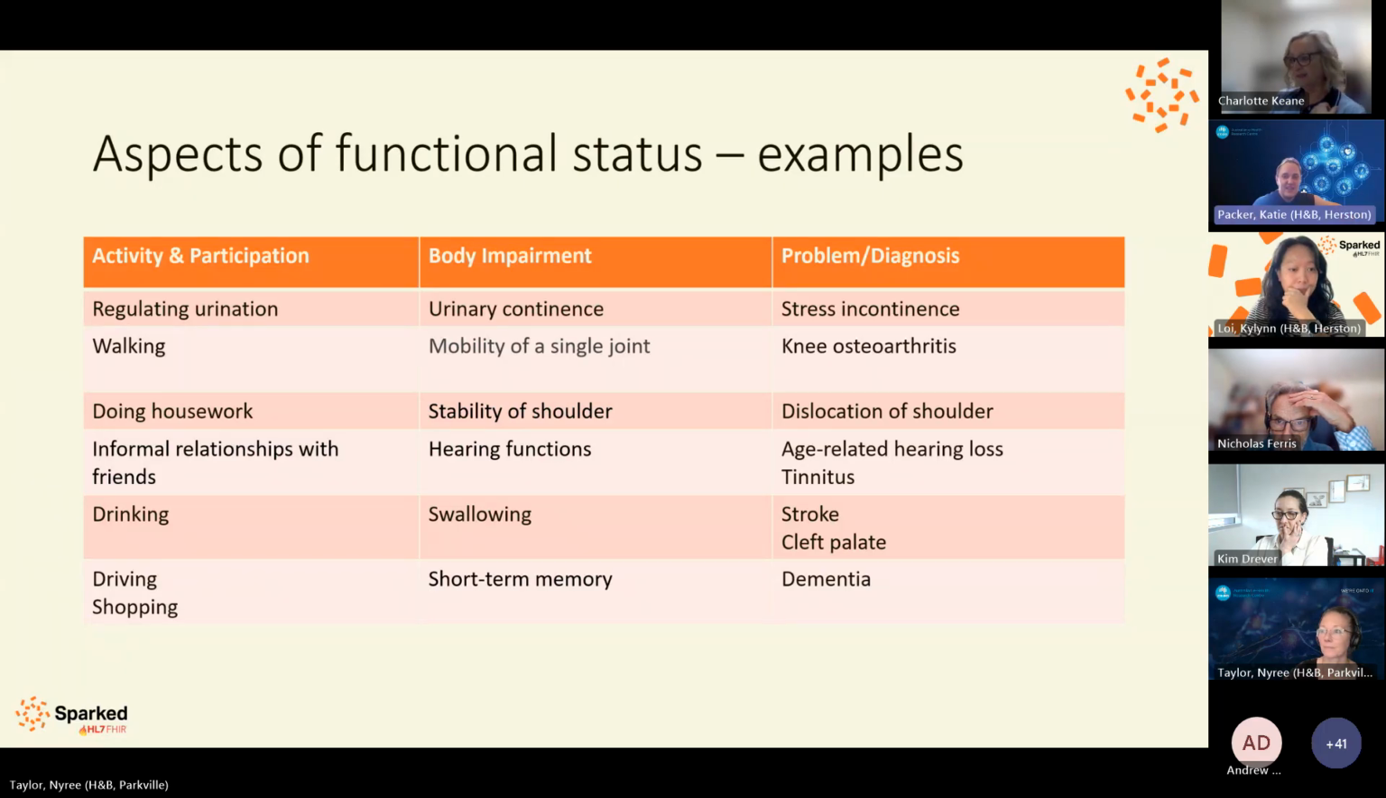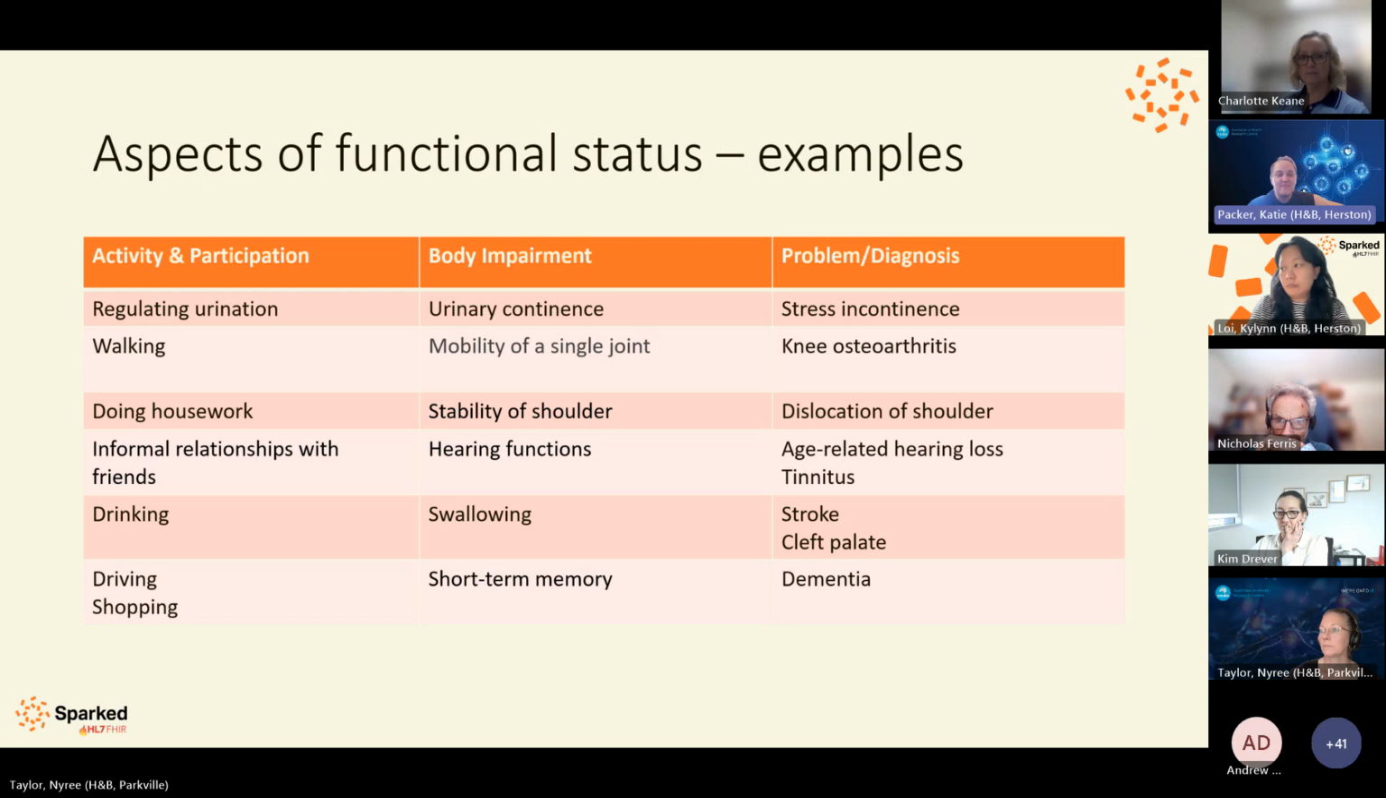I think we started to separate out the different things that we were thinking of as function into whether we thought that they were activities or whether they were functional impairments. And then down the side, we've also got problems and diagnoses, which sit beside this and feed into this as well, as contributing factors to these things.